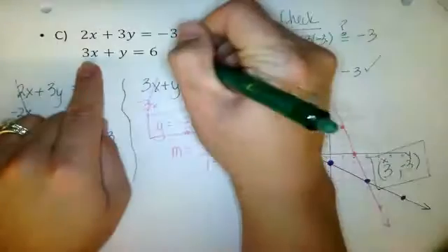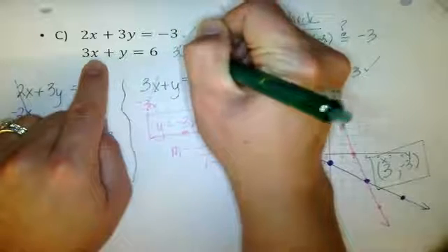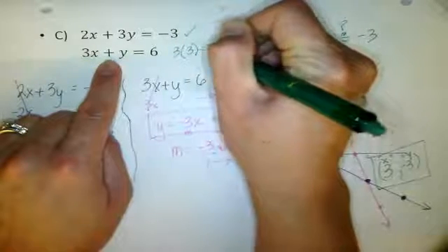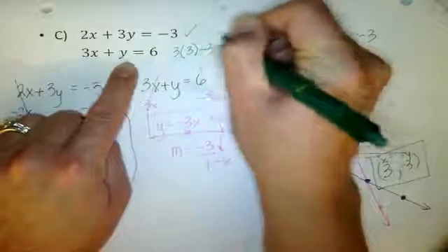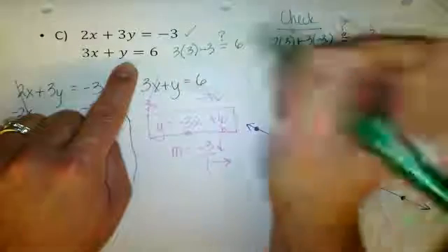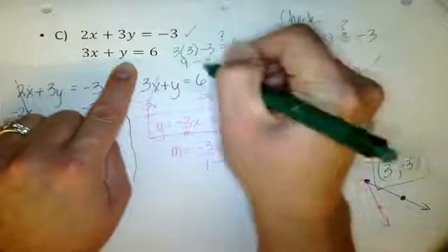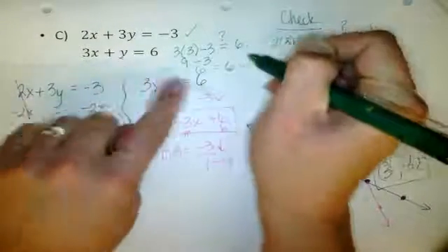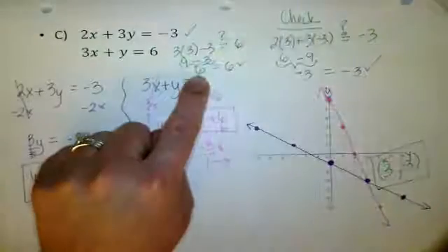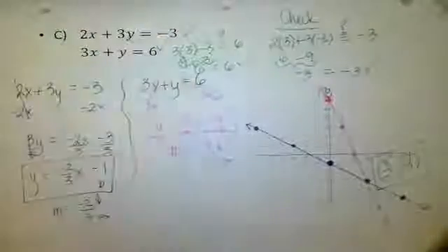And again, maybe you can do it in your head. Plugging in a 3 for the x and a negative 3 for the y. And does it equal 6? This becomes 9 minus 3. So yes, that 6 does equal 6. So I know it checks in both equations.